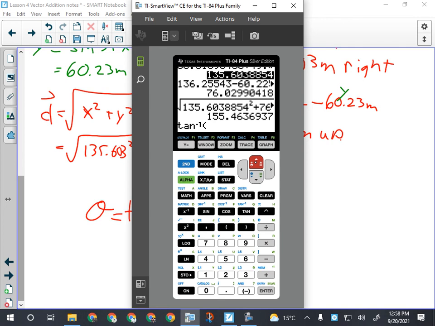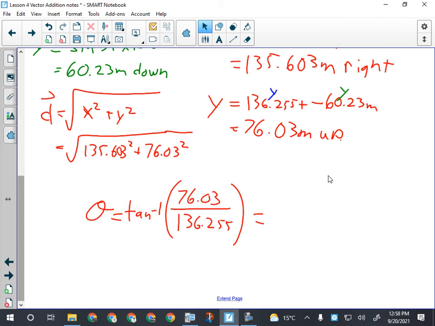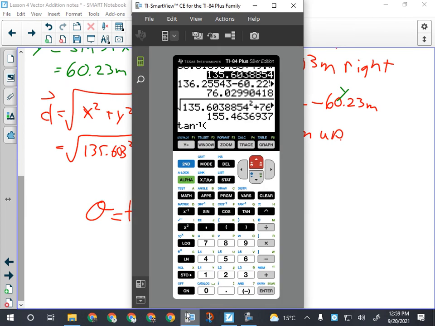Oh, use 135. I used the wrong one. That's 135. Where did I get the 136? Oh, that was okay. Never mind. I know where I got it from. My mistake. 135.603. See, it's easy to get confused. You've got to make sure you write it all down.